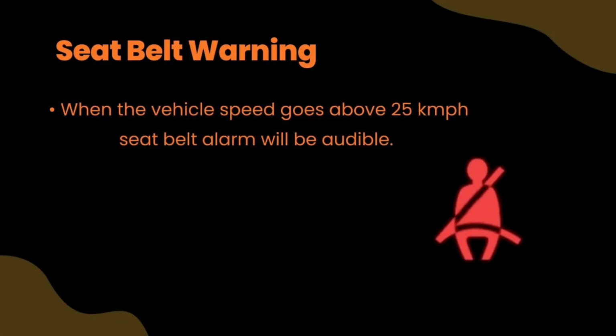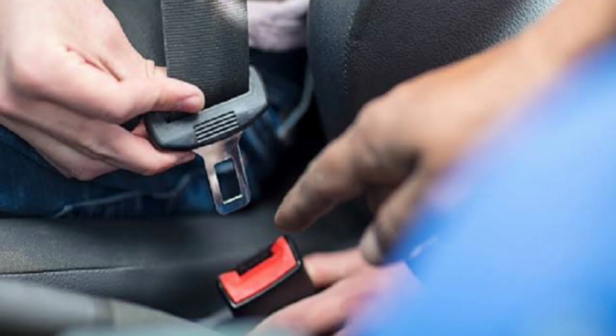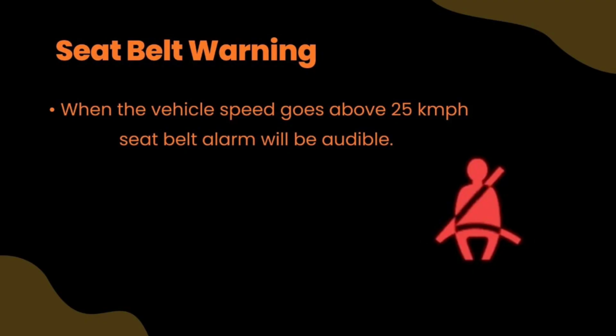As you all will be knowing about this symbol, this is a seatbelt warning symbol. It indicates that the seatbelt is not fastened when ignition is on. It will be continuously on if the seatbelt is not fastened above 4 kmph. When the vehicle speed goes above 25 kmph, the seatbelt alarm will be audible for everyone.